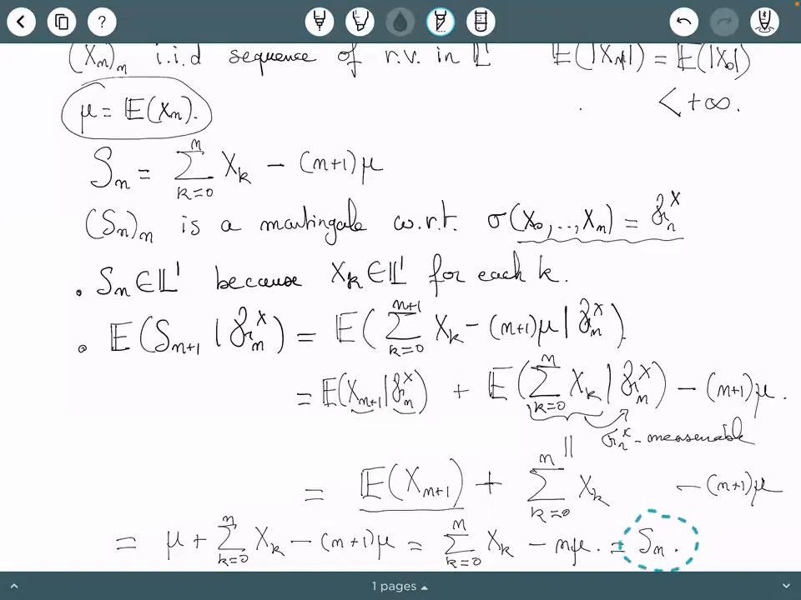If, instead of choosing mu here, you were choosing some different constant, depending on whether this constant is bigger than the expectation of Xn or lower than the expectation of Xn, you would get a submartingale or a supermartingale. Okay, so I will give you still a second example of martingale, just to become a bit familiar with these notions.